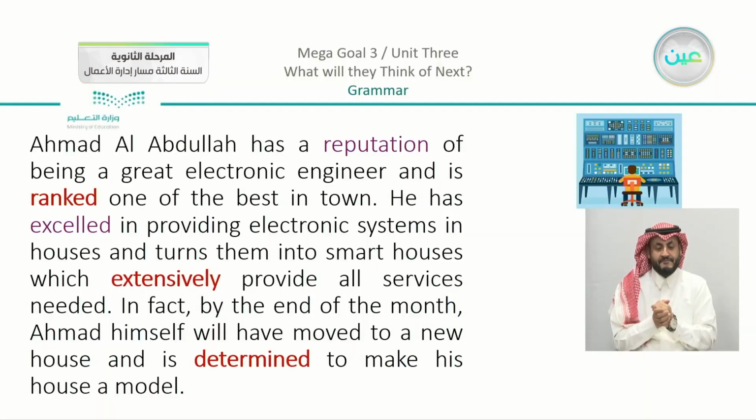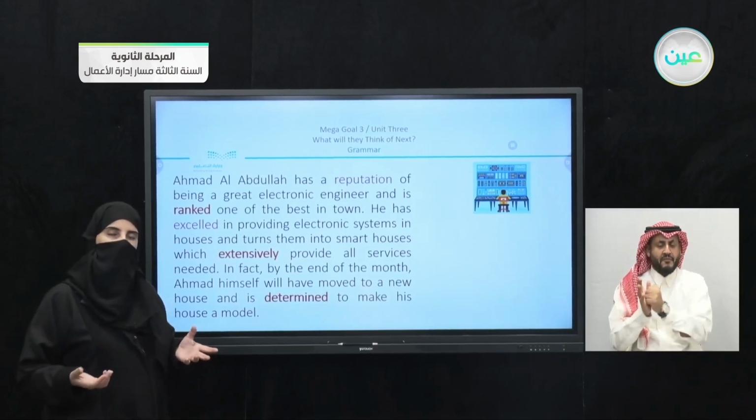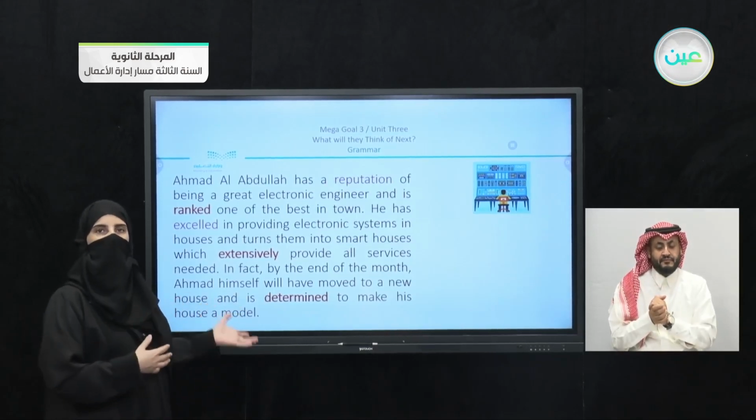So we have here, first of all, Ahmed Abdullah, who has a reputation of being a great electronic engineer and is ranked one of the best in town. He has excelled in providing electronic systems in houses and turns them into smart houses, which extensively provide all services needed. In fact, by the end of the month, Ahmed himself will have moved to a new house and is determined to make his house a model. So we can see that we are talking about an engineer, and this engineer has a kind of smart house. We have the idea, but what are the forms that indicate the future here?